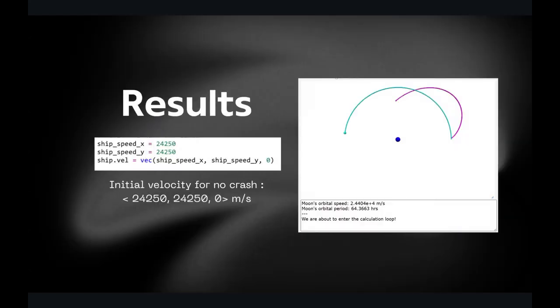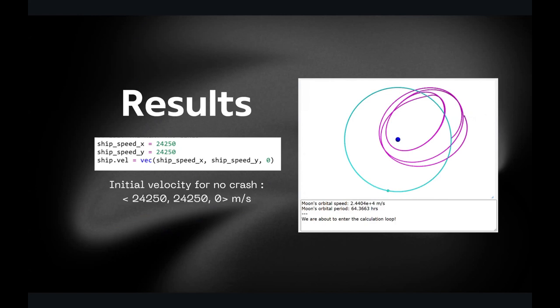So for our code, we needed to try different initial velocities to see which one led to the spaceship and the moon orbits not crashing. For my specific code, I got that the initial velocity for no crash would be 24,250 meters per second, both in the x and y direction.